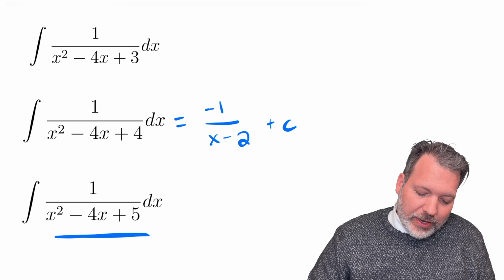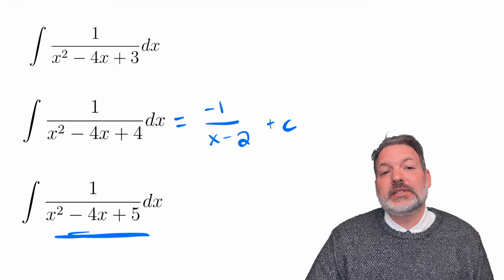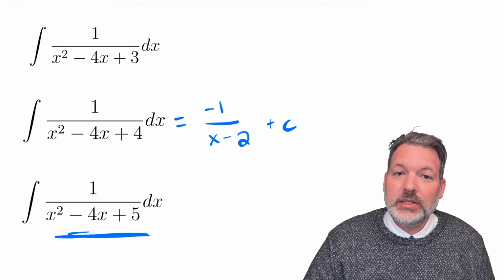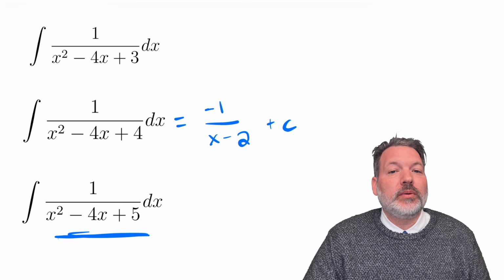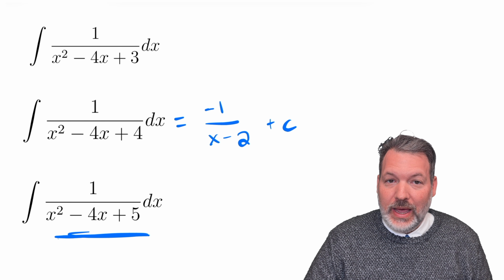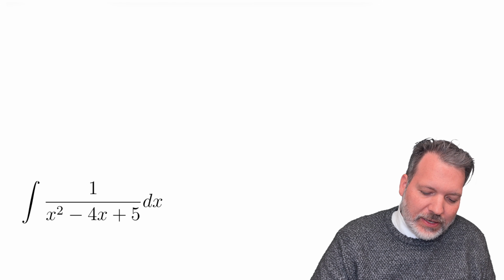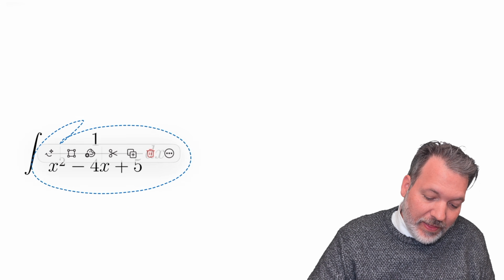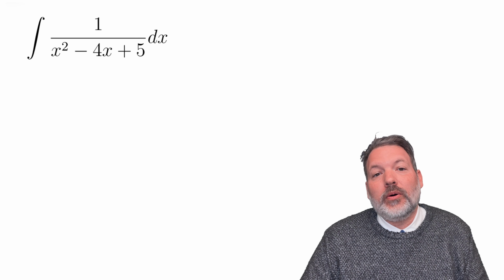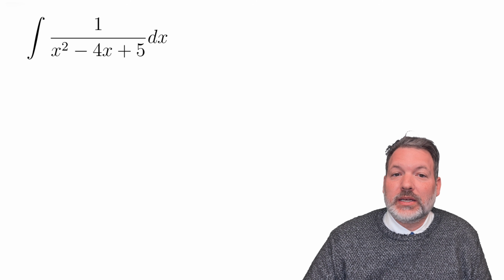And that perfect square is also going to help us as we tackle something like this third integral, the integral for 1 over x squared minus 4x plus 5 dx. What we want to do this time is essentially take advantage of the fact that this is just 1 bigger than that same integral we looked at a moment ago, 1 over x squared minus 4x plus 4.